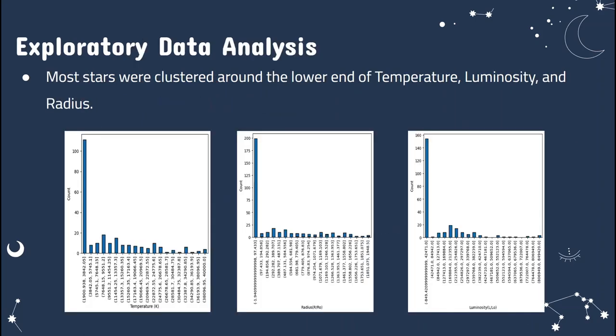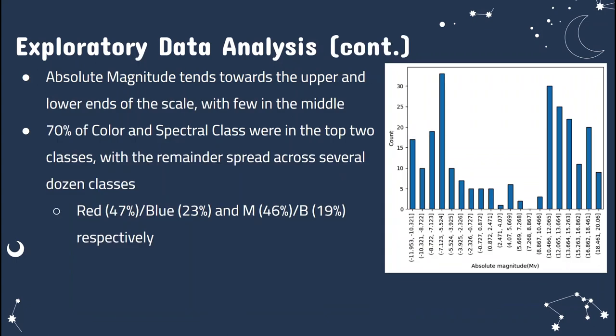For our exploratory data analysis, we have some charts here. Most of the stars were clustered around the lower end for temperature, luminosity, and radius, as you can see here. So they all have a pretty clear pattern, a lot of variance with the higher end. And for the absolute magnitude, we found that there's a spread towards the outer bounds of the scales, far fewer in the middle.